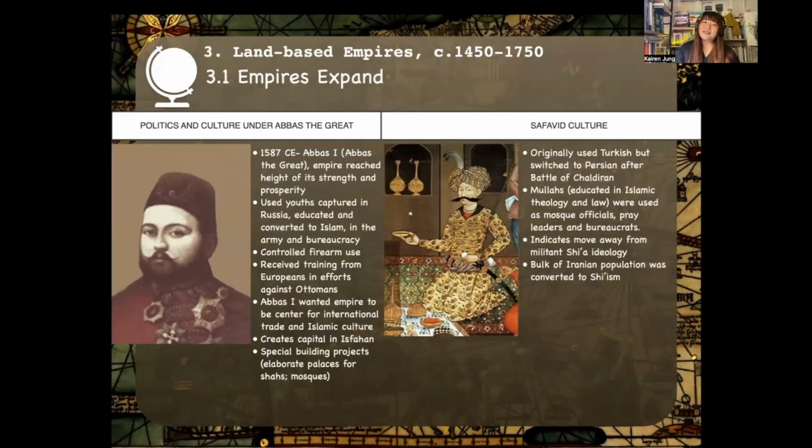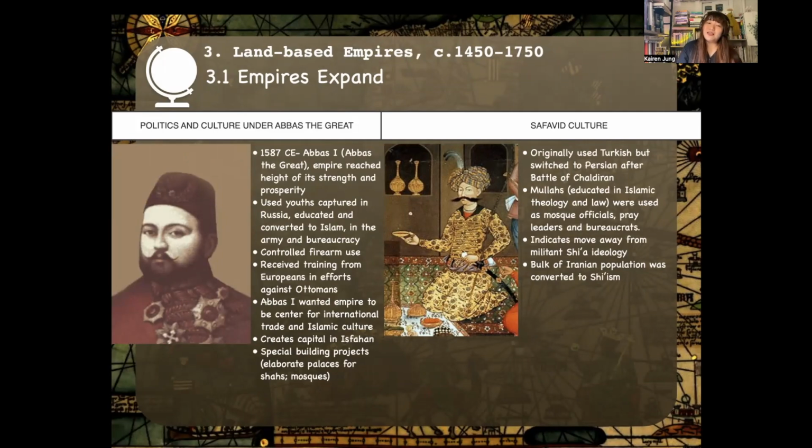When we look at politics and culture under Abbas the Great, Abbas the First, in 1587 was when he started to rule, the empire reached the height of its strength and prosperity. They used youths that were captured in Russia, educated and converted to Islam in the army and the bureaucracy. There was a lot of controlled firearm use, and they received training from Europeans in their efforts against the Ottomans. Because remember, the enemy of my enemy is my friend, and the Europeans did not like the Ottomans.